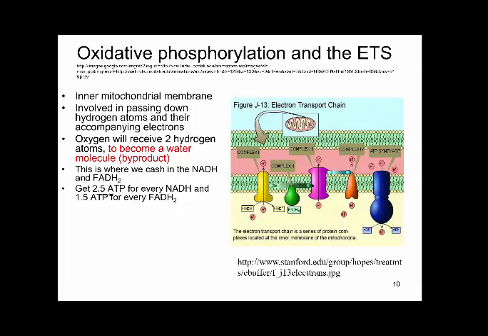You need to cash in these amounts of ATP for all of the NADH and FADH2 that were made in glycolysis and the Krebs cycle. On the next slide, I'm going to show you the overall tally of how many ATP were made.